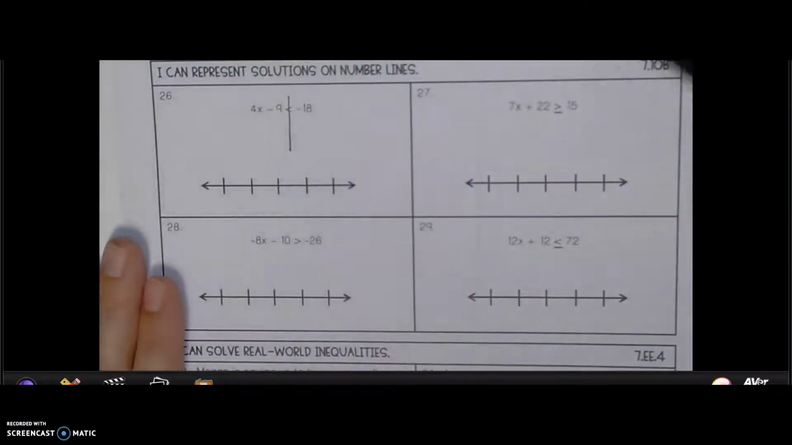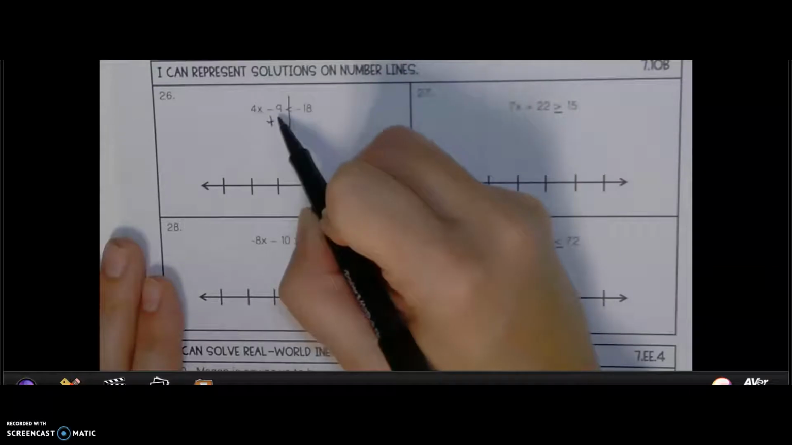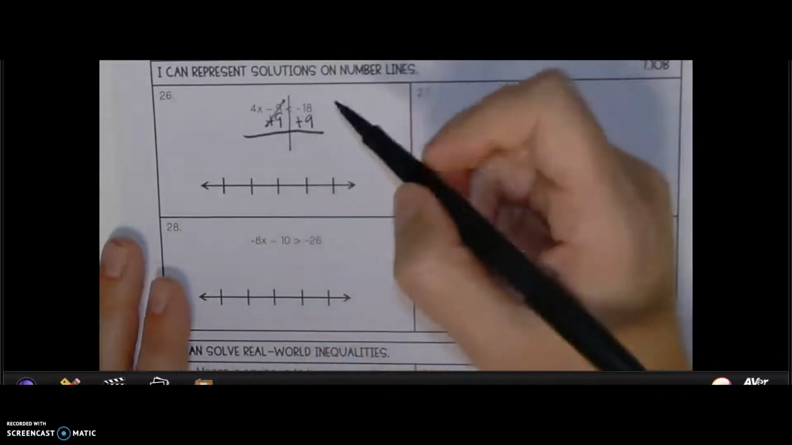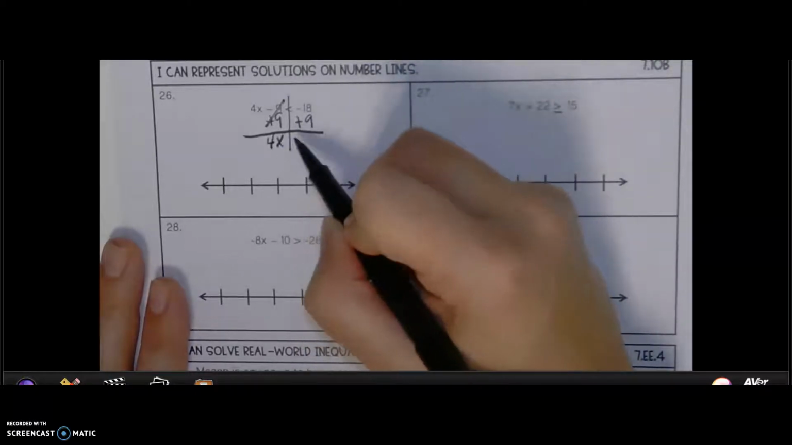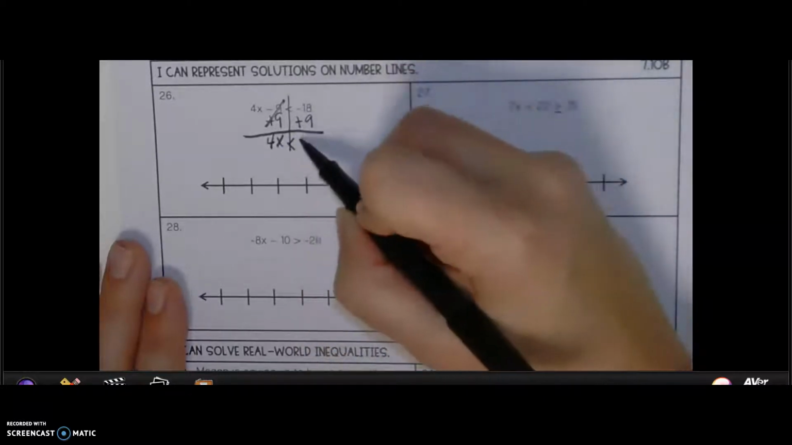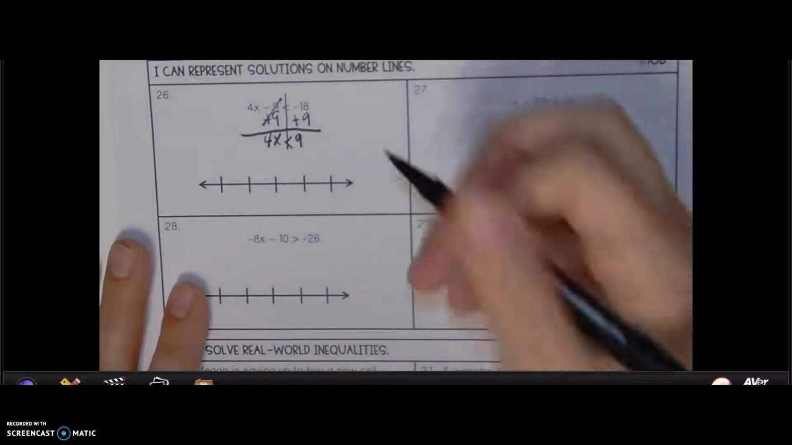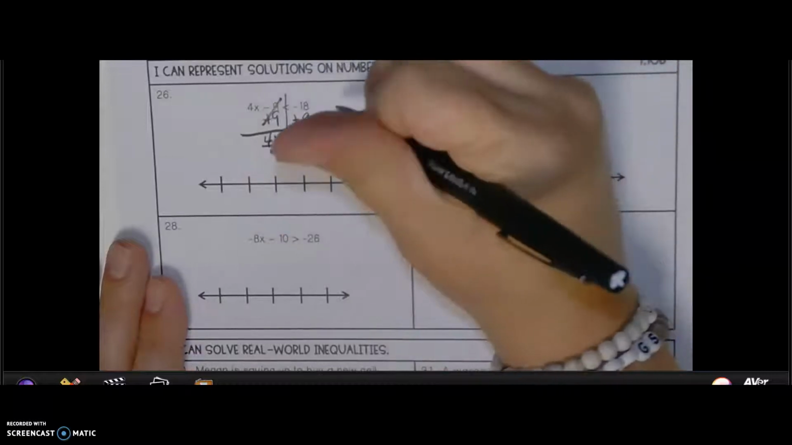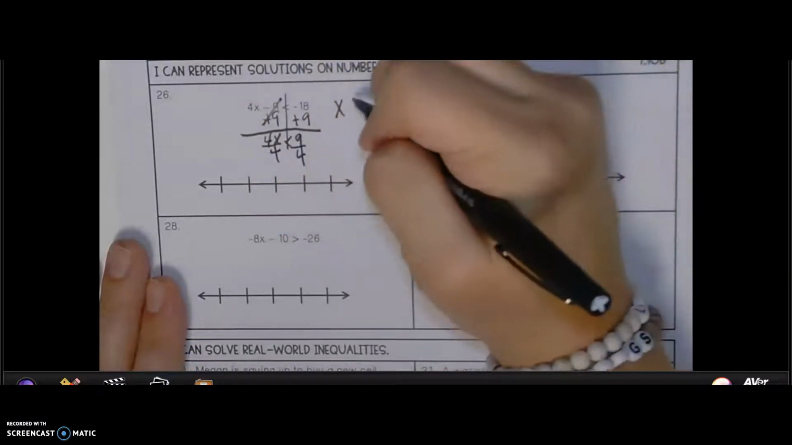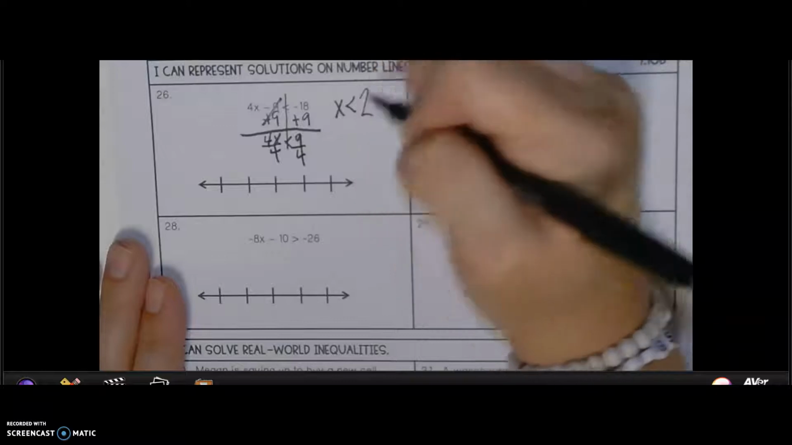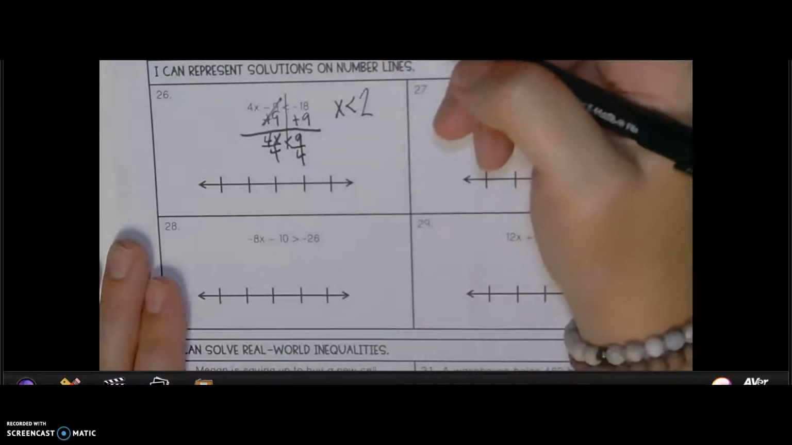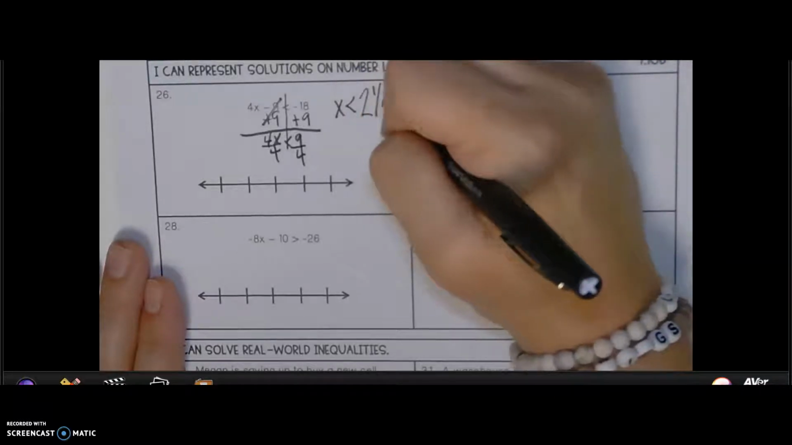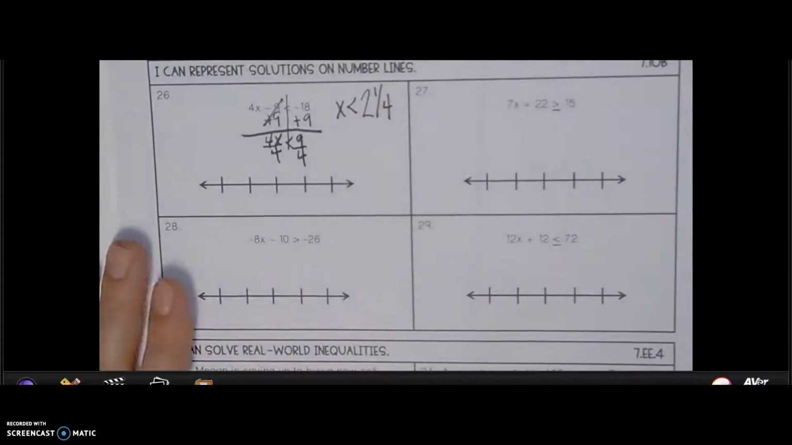4x minus 9 is less than negative 18. So my constant is negative 9, so I'm going to add 9 to both sides. That'll give me 4x is less than 9. I'm going to divide both sides by 4, which will give me x is less than 2 and 1/4, or 2.25, either way, okay?